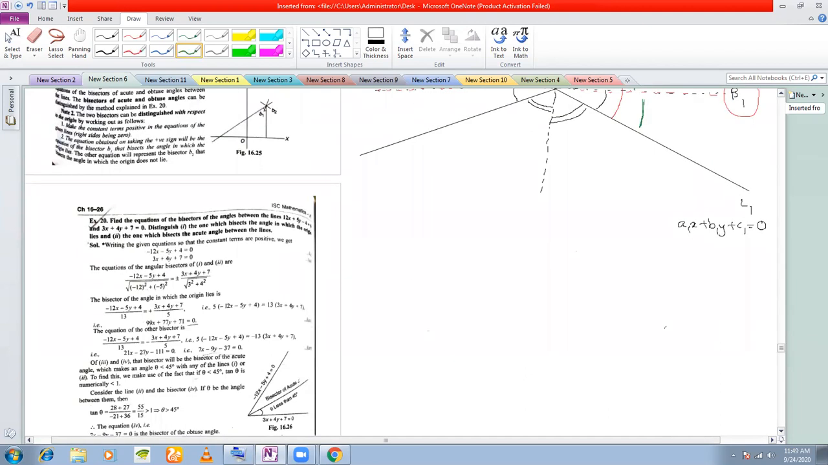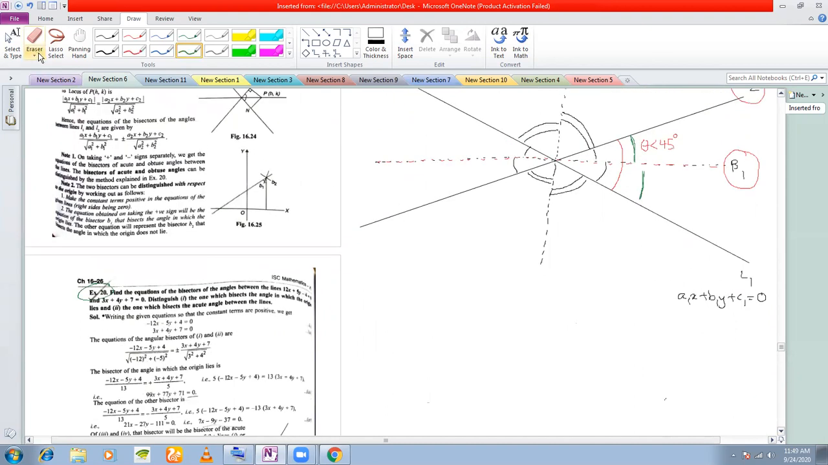Here, this number 20. Find the equation of the bisector of the angle between the lines 12x plus 5y minus 4. So let us write it here. Say the line L1 is given to us as 12x plus 5y minus 4 is equal to 0.